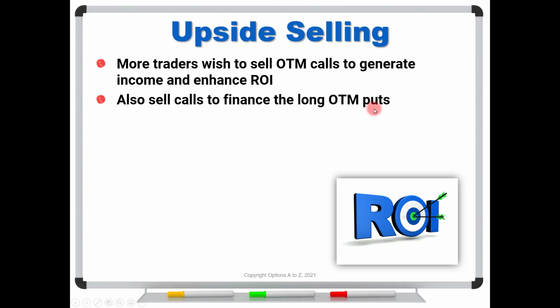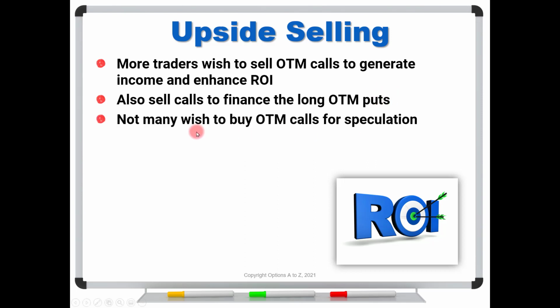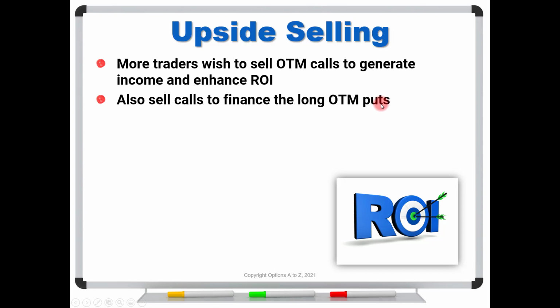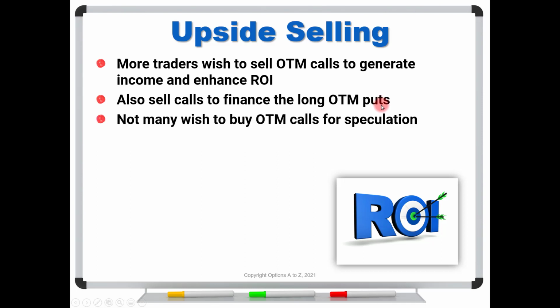So think about it. If the stock is 100 and you want to buy the 85 puts, you might say, you know what? I'm willing to sell the 105 calls or the 110 calls to generate some income to pay for these puts. But the point is that we end up with more selling pressure up here to the upside. In addition to this, we don't have as many traders wishing to buy out-of-the-money calls.